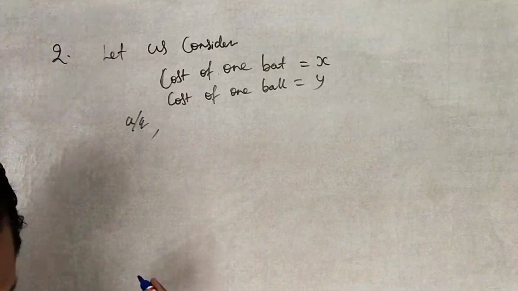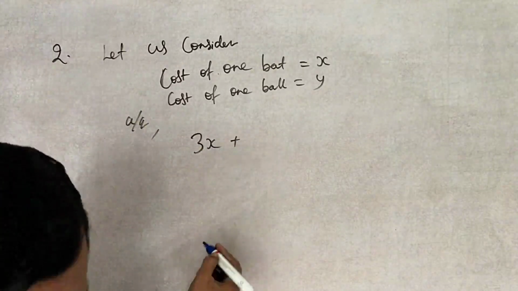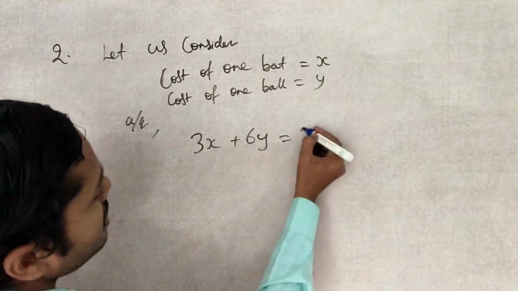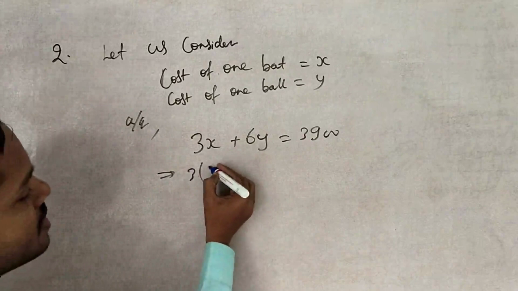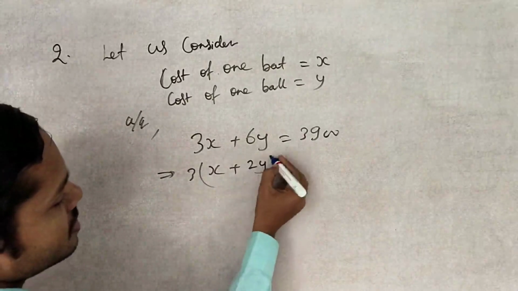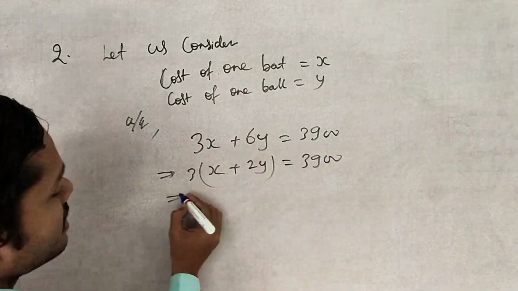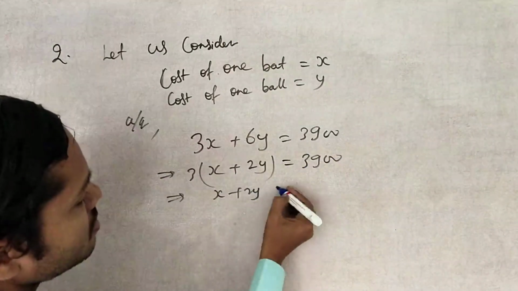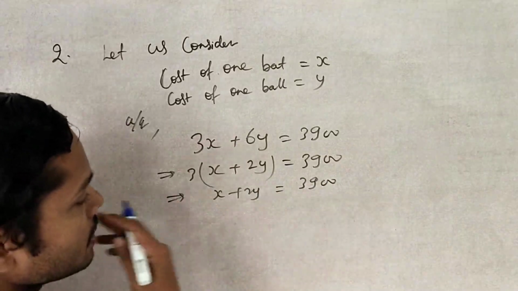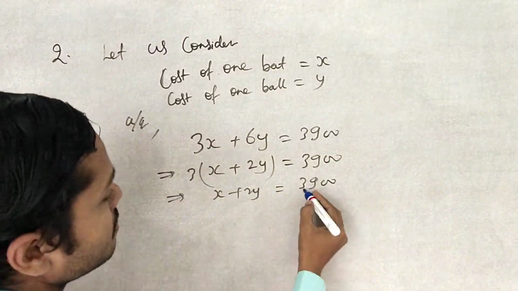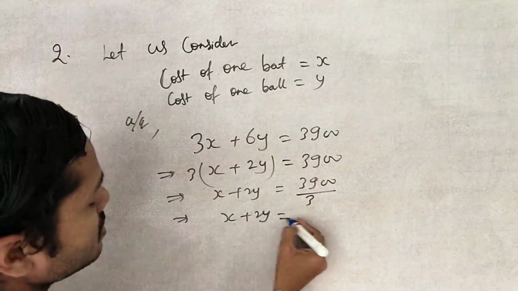Look at there. How many bats? 3 bats, 3x. How many balls? 6 balls, 6y is equal to 3,900. Look at there. We are taking 3 common: 3 times x plus 2y, because 3 is common. 3,900. But we can write x plus 2y is equal to what? 3,900 divided by 3. How much? x plus 2y is equal to 1,300.